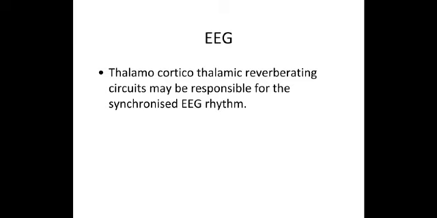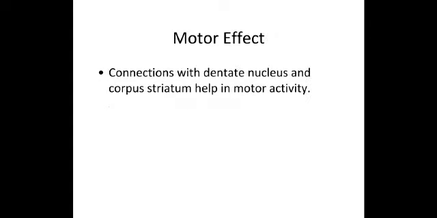It also forms a part of the genesis and synchronization of the electroencephalogram. How? The thalamocortical reverberating circuits may be responsible for genesis and synchronized EEG rhythm. It also has different connections with the deep nuclei of the cerebellum, that is the dentate nucleus, and the corpus striatum of the basal ganglia, and thereby the intended movement is performed in the most effective manner.